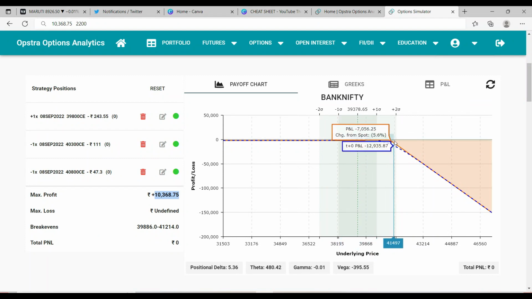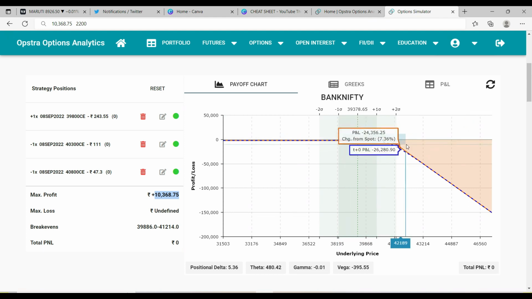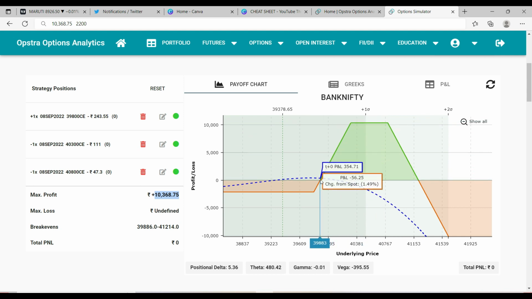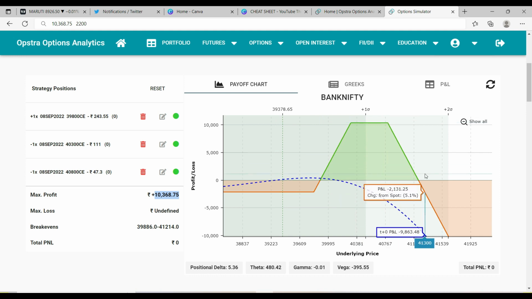This is what in Opstra I find difficult. Okay, let me do one thing. You all know, right? So this is your maximum profit range. Your minimum profit will be from this break even till this point. This is your maximum, and from here till here you will have the minimum.